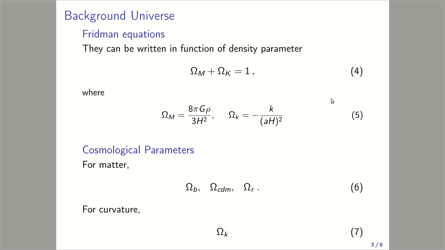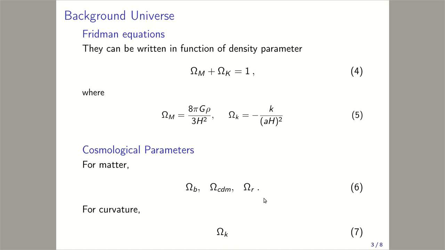Equation 2 can be written as equation 4 in terms of the density parameters. We have the density parameter of matter content and the density parameter of curvature. For matter content we have baryons, which in cosmology, different from particle physics, means ordinary matter. Then we have cold dark matter, cold because dark matter cannot be relativistic particles. Then we have radiation, that is photons, neutrinos, and gravitons if they exist. Then we have the contribution of curvature. The goal of this project is to find the values of the cosmological parameters.